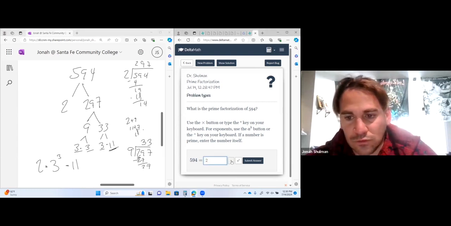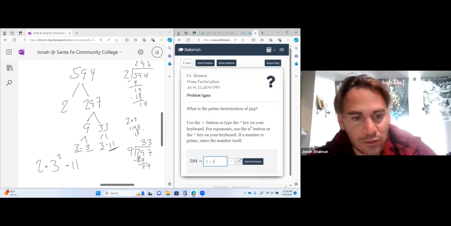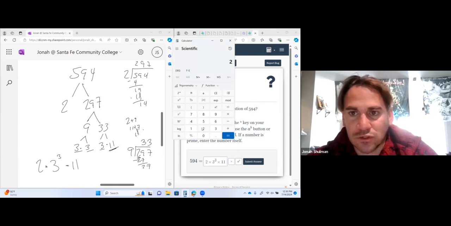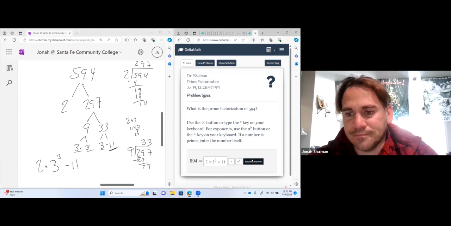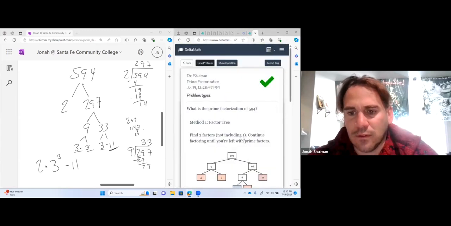So it's 2 times 3 to the third, because I have 3 3s, times 11. You always should put them in order. And this, you can check, if you want to show your students. Check: 2 times 3 times 3 times 3 times 11. We got it. So you could always check yourself.